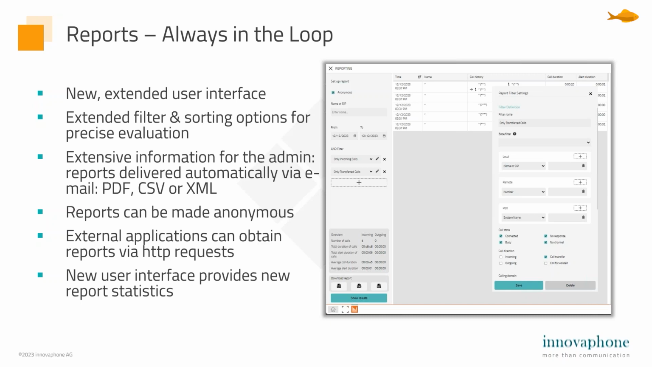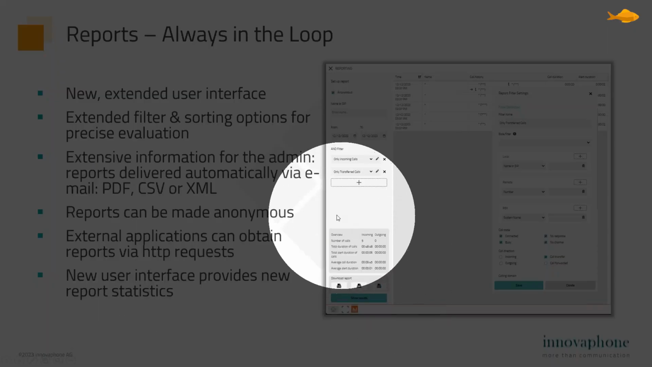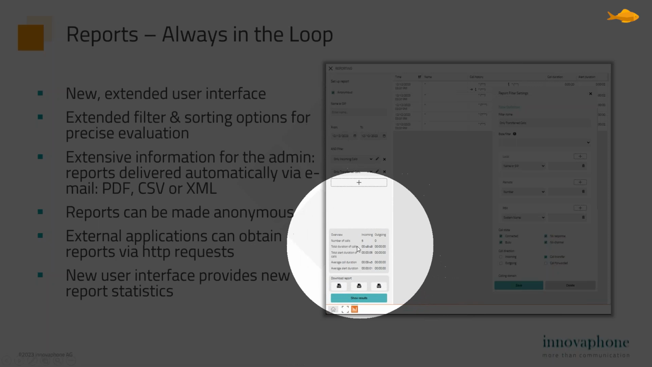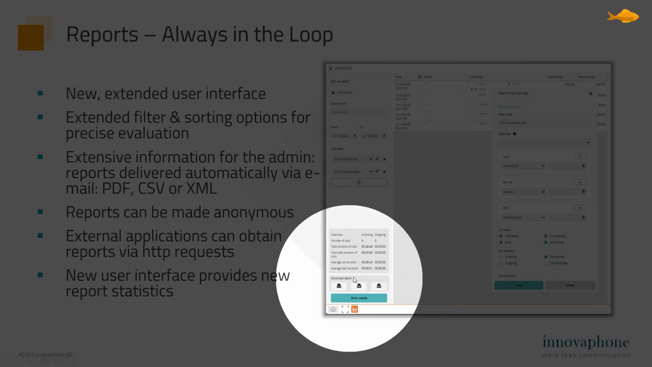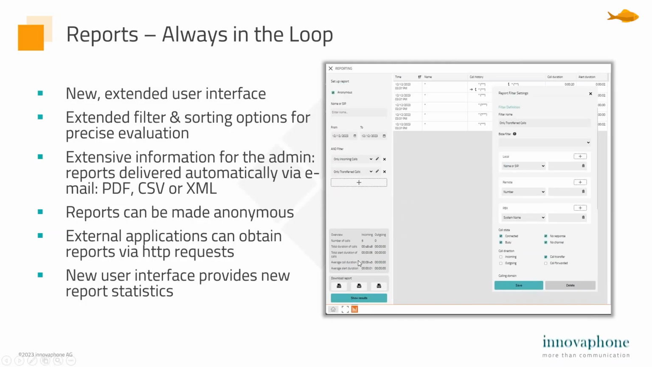Next to this, all these reports that can be created within the report solution of innovaphone can now be obtained from external applications, whether it's billing or a CRM application, via HTTP requests. And last but not least, maybe some of you have been working with the Reports app in the past and have also noticed that within the user interface we have added a new reports statistic that can be immediately shown within the Reports app.